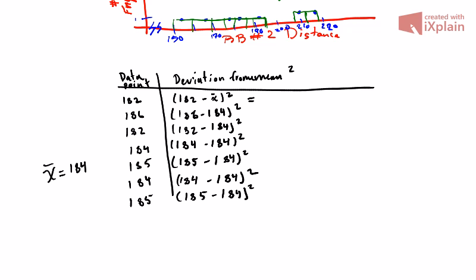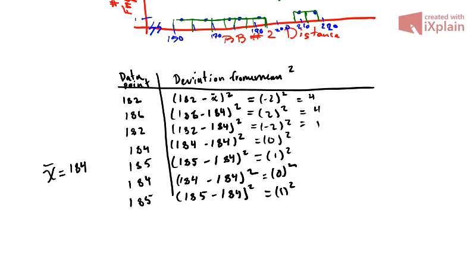Now, 182 minus 184 was negative 2 squared. 186 minus 184 was 2 squared. 182 minus 184 was negative 2 squared again. And then I had 0 squared, and then 1 squared. And then once again I have a 0 squared, and then on this one I have 1 squared again. Now if I keep going, I'm going to get 4 here, and then 4, 4, 0, 1, 0, 1. Now I have to add them all up.